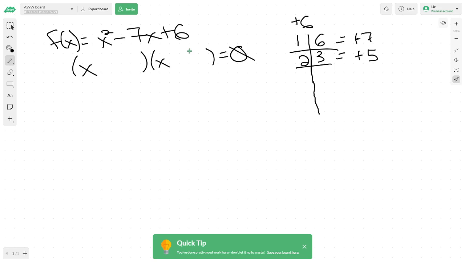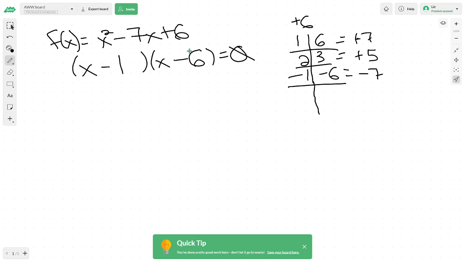We need something to add together to get a -7. So I'm thinking that my numbers actually need to be negative. A negative times a negative equals a positive number. So what about -1 and -6? If I add -1 and -6 together, I do get -7. So I have x minus 1 and x minus 6.